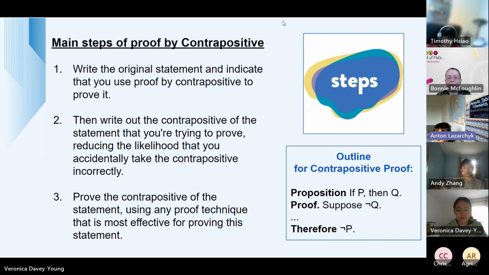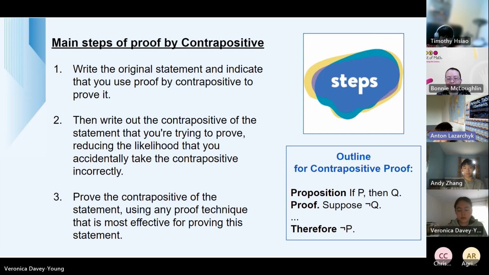So many statements are proved by contrapositive. 1. Write the original statement and indicate that you use proof by contrapositive to prove it. 2. Write out the contrapositive of the statement that you're trying to prove, reducing the likelihood that you accidentally take the contrapositive incorrectly. 3. Prove the contrapositive of the statement using any proof technique that is most effective for proving this statement.